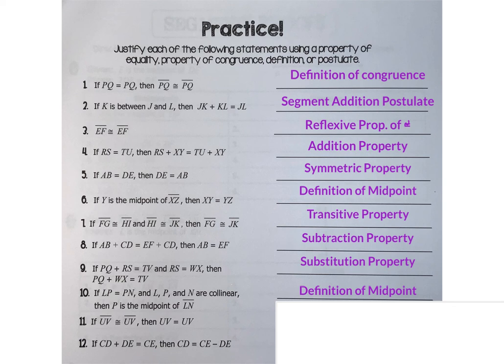What about 11? If segment UV is congruent to UV, then the length of segment UV equals UV. This is definition of congruence. They didn't just say that UV equals itself or that it was congruent to itself. They actually converted. Anytime you go from congruence to equality or equality to congruence, it is definition of congruence.